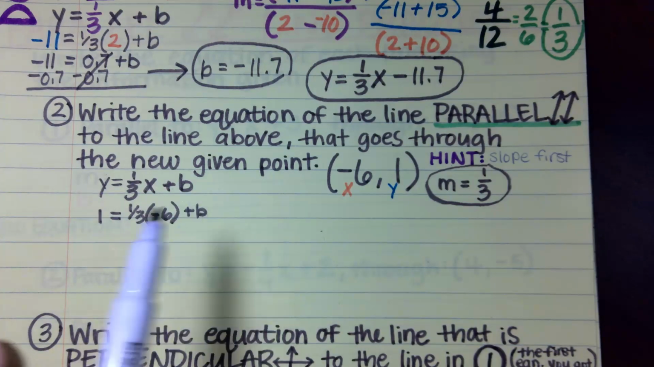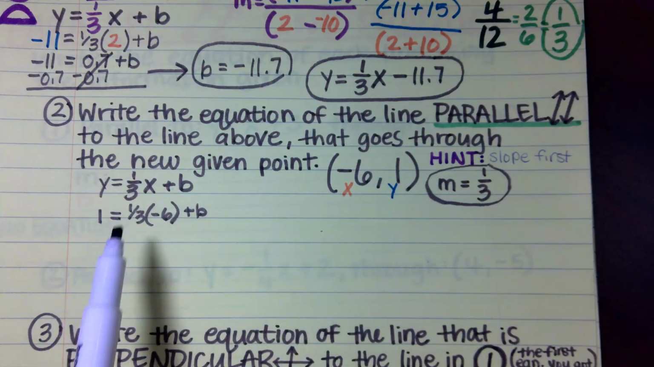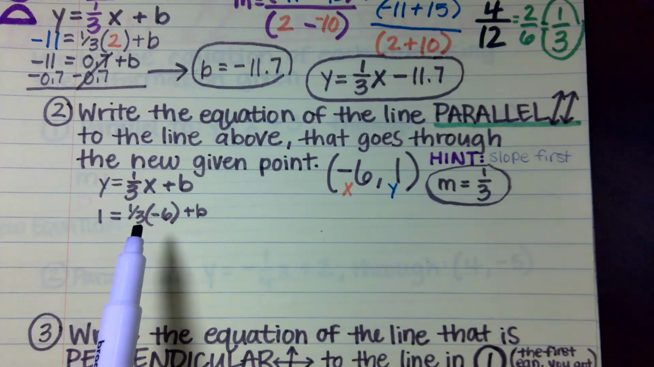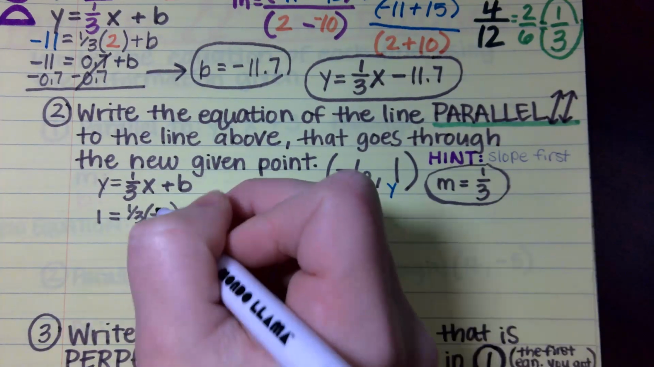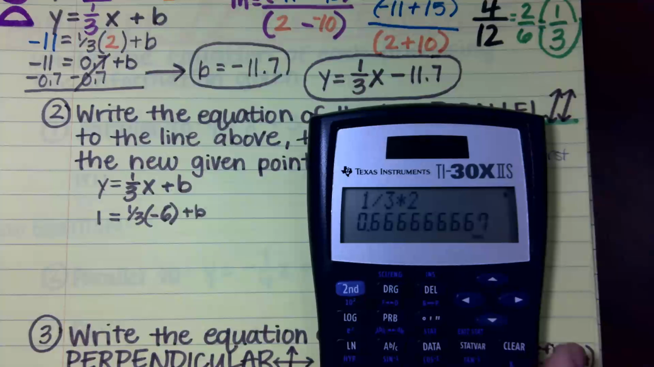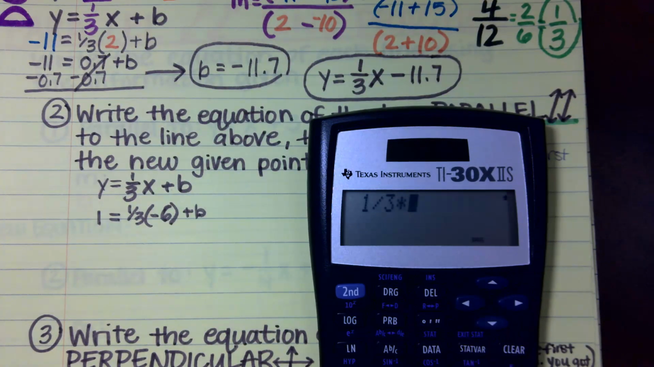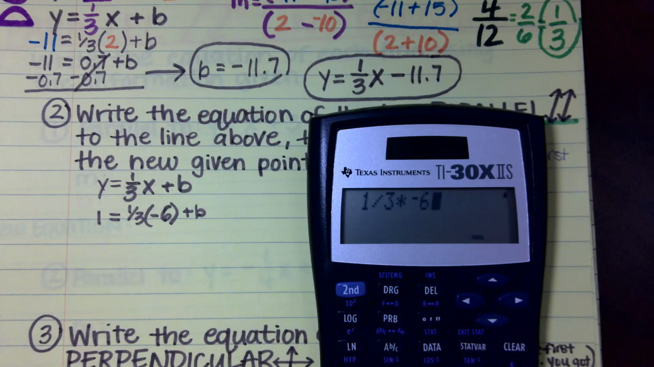Okay, so after plugging in our coordinate values, we have 1 equals 1/3 times -6 plus b. What should we do first? Yeah, let's multiply. So I am going to do 1 divided by 3 times -6.